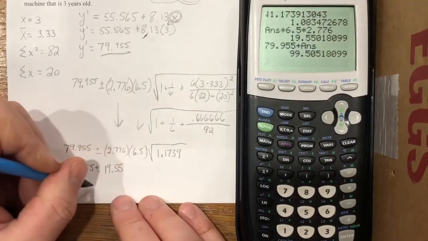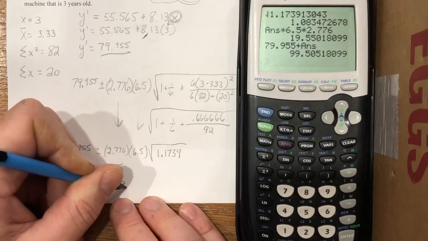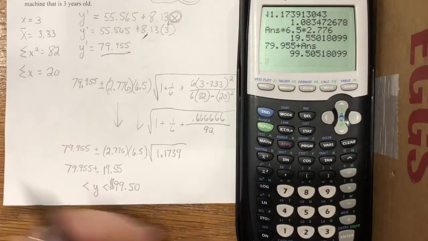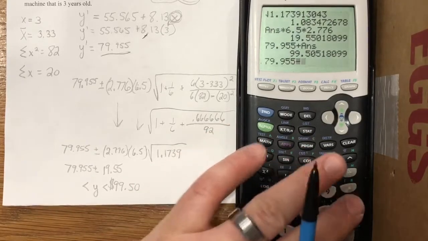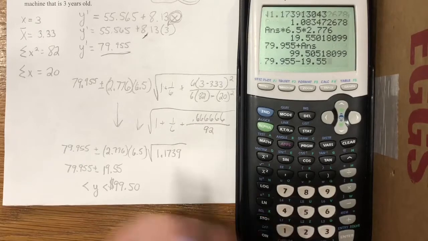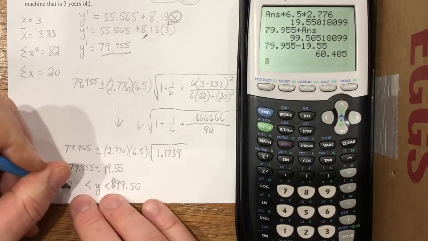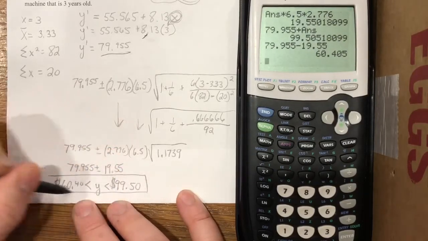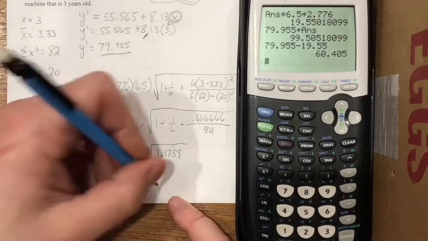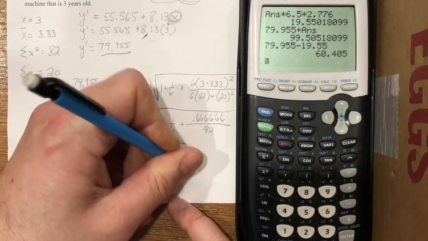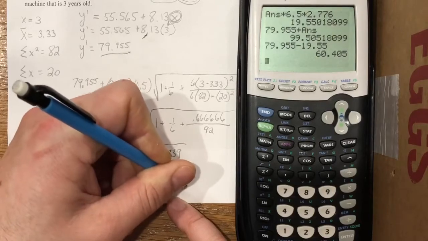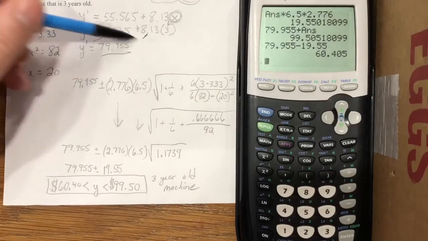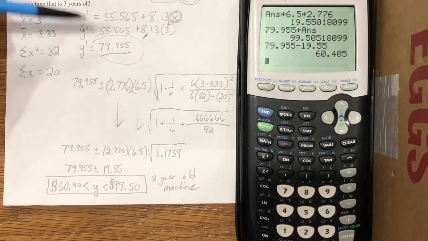You're going to get a high prediction of $99.5, because again, we're looking at repair costs, and if you subtract 19.55, you're going to get a low value of $60.40. This is your interval for a 3-year-old machine.